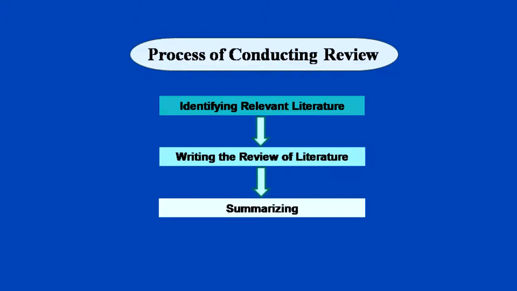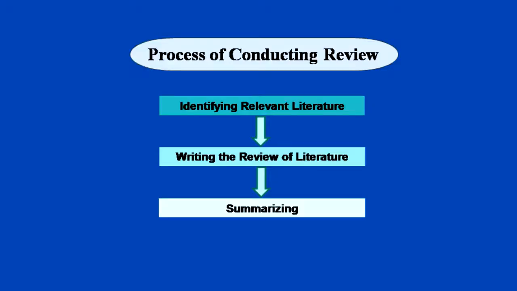Okay, so the process involved in conducting a review of literature, I'd broadly categorize it into three aspects. First is the identification part of it, as in how do you identify and come across literature to review. The second would be the writing part of it, and the third would be summarizing it essentially and comparing and contrasting with your own research.